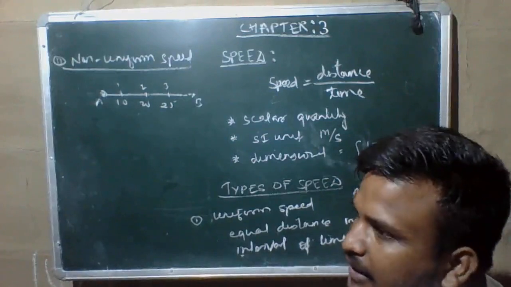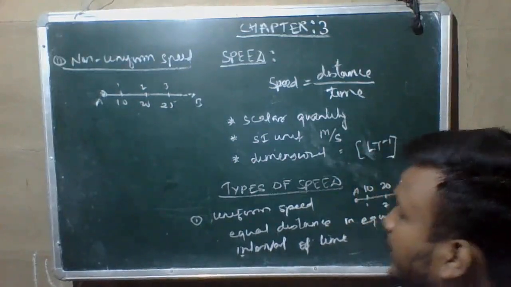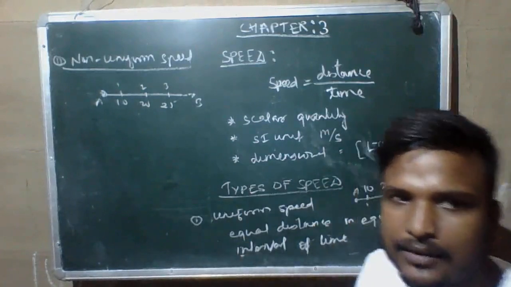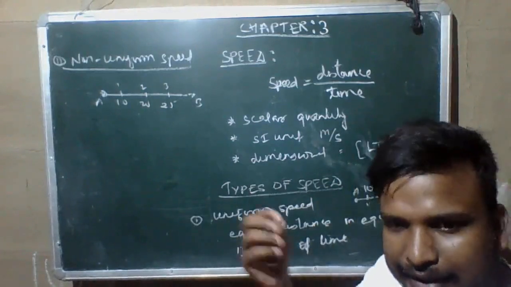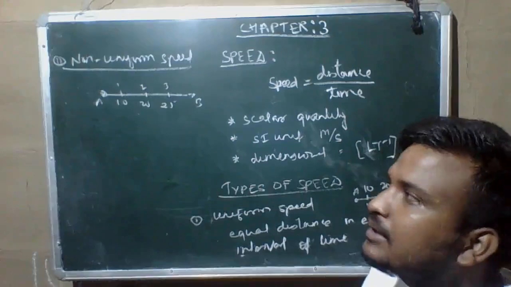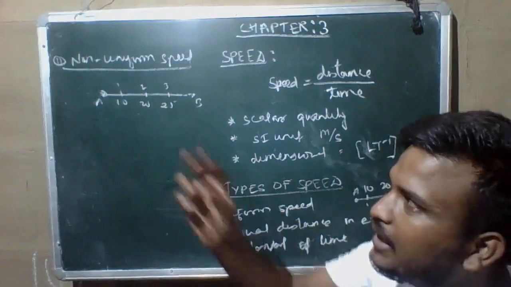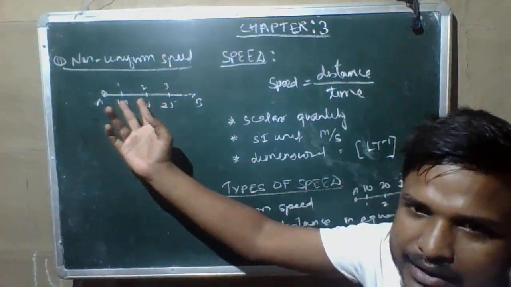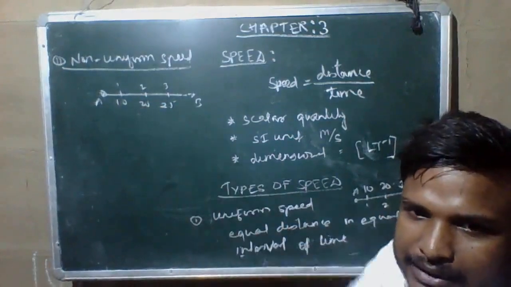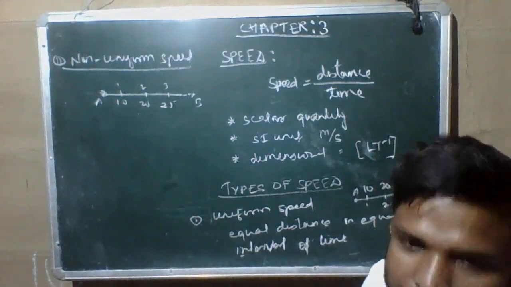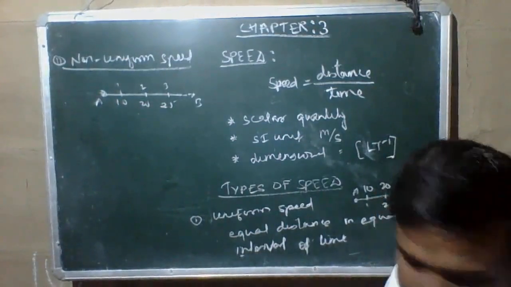Now how will you define it? When a body covers unequal distance in equal intervals of time, then we say it is a non-uniform speed. Remember this: unequal distance in equal intervals of time is called non-uniform speed. Okay.